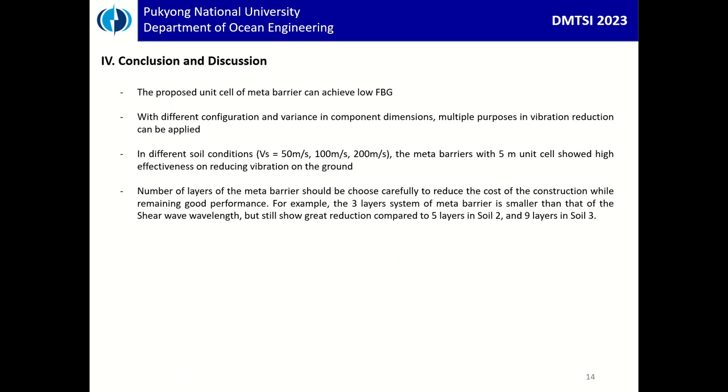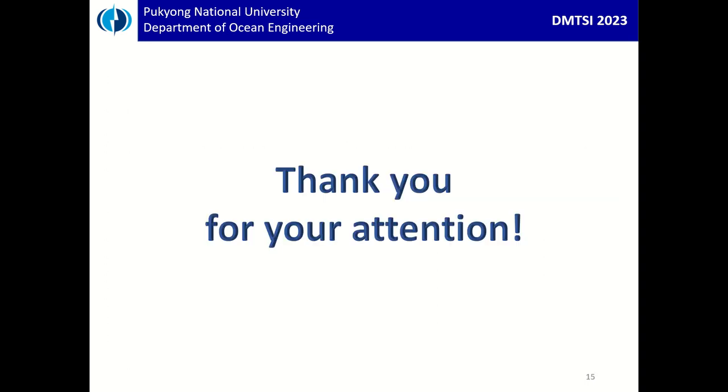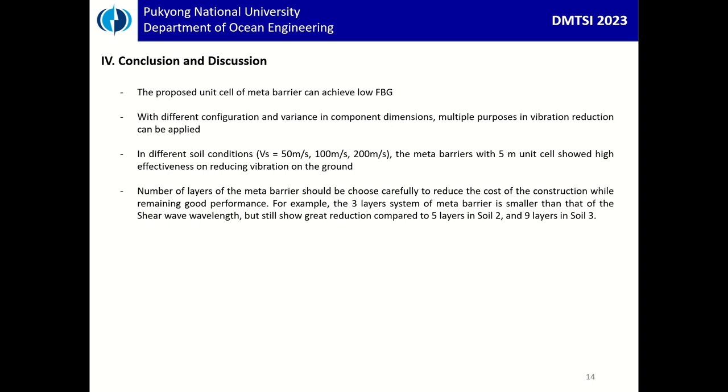Some conclusions and discussion are made in this presentation. The proposed unit cell of the metal barrier can achieve a low frequency bandgap with different configurations and variations of component dimensions. Multiple purposes in vibration reduction can be served. In different soil conditions, the metal barrier with 5 meter unit cells shows high effectiveness in reducing ground vibration.